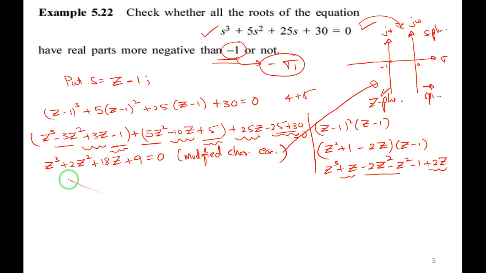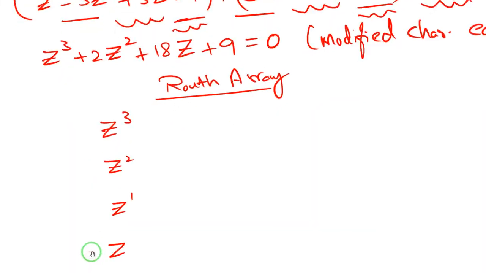Okay. So let us form the root array or root table, right? We will form the root array. First check that all the powers of z are present: z cube, z square, z to the power of 1, z to the power of 0. Yes, all the powers of z are present, no problem. z cube, z square, z to the power of 1, z to the power of 0. Okay.